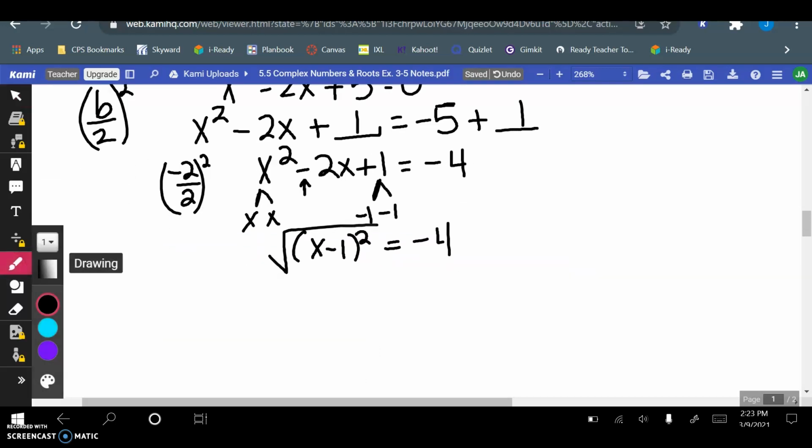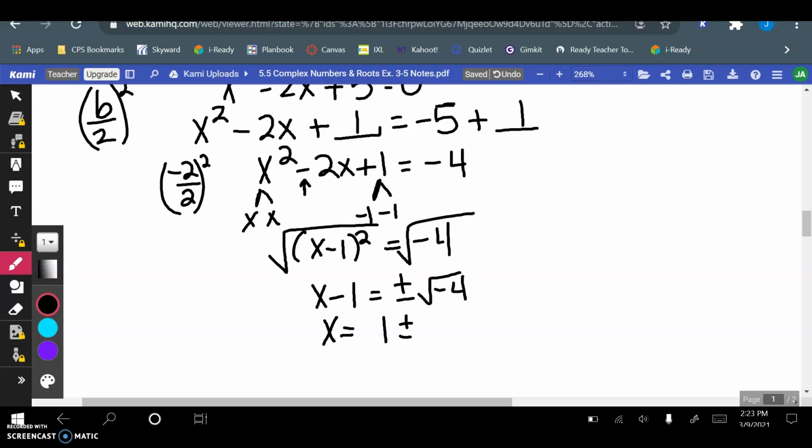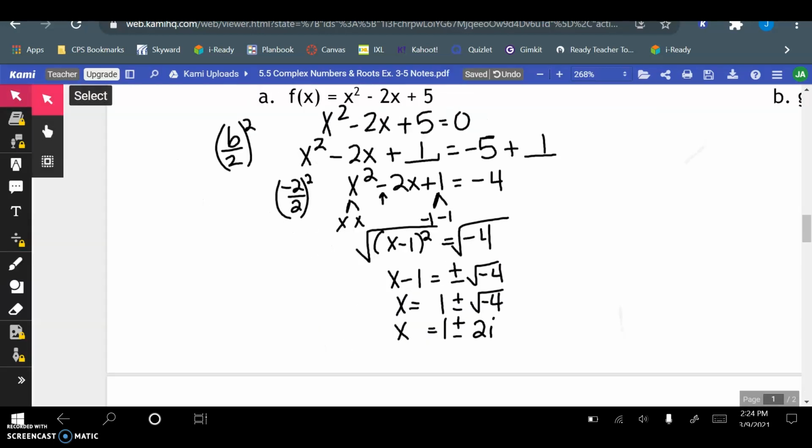And then we're going to take the square root of both sides. So x minus 1 equals positive or negative square root of negative 4. And then we're going to add 1 to both sides. So x equals 1 plus or minus the square root of negative 4. And then we have to split that up. That negative sign is the square root of negative 1, which is i. And then the square root of 4 is 2. So that simplifies down to 2i. So x equals 1 plus or minus 2i.